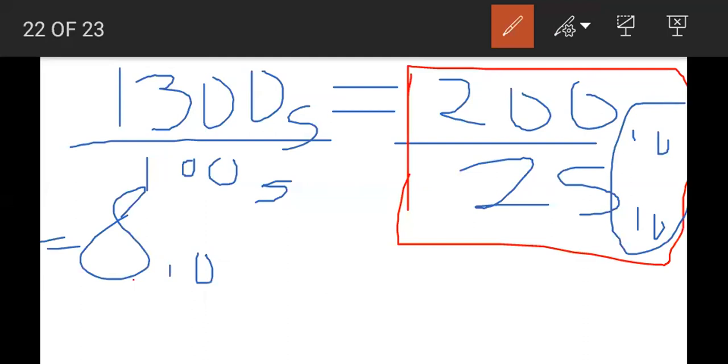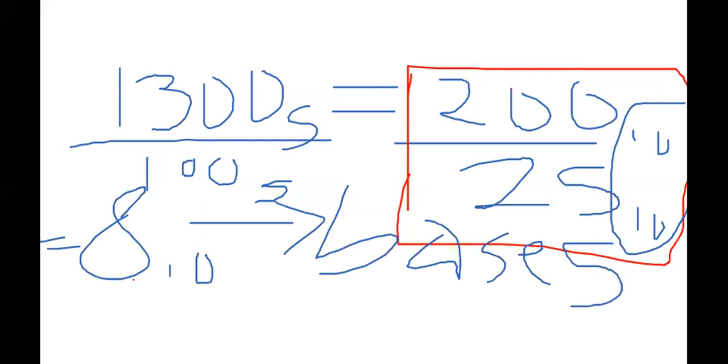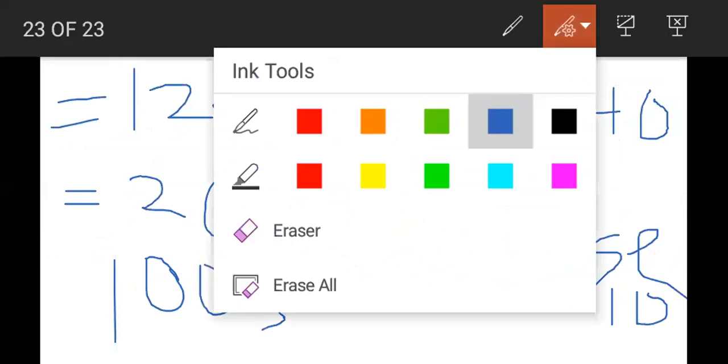Meanwhile, the original question was given in what base? Base 5. Thank you. You now convert 8 base 10 to base what? Base 5. So that's the next thing for us to do now. So what do we convert? 8 in base 10.